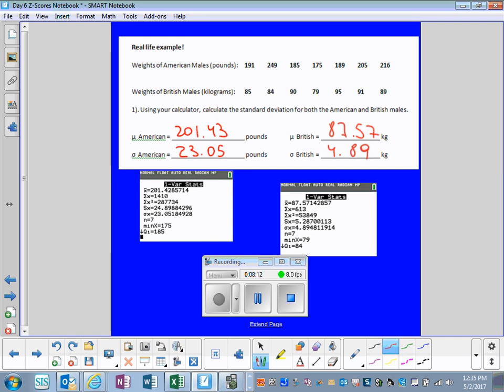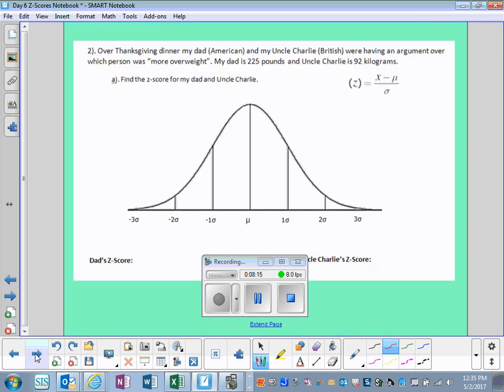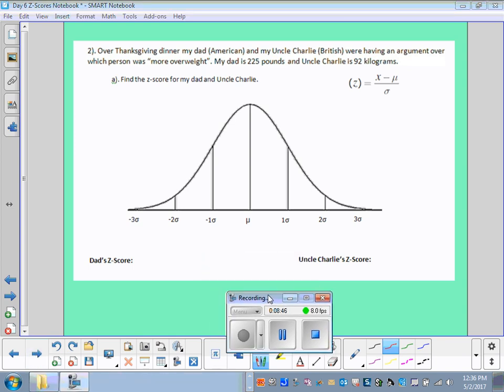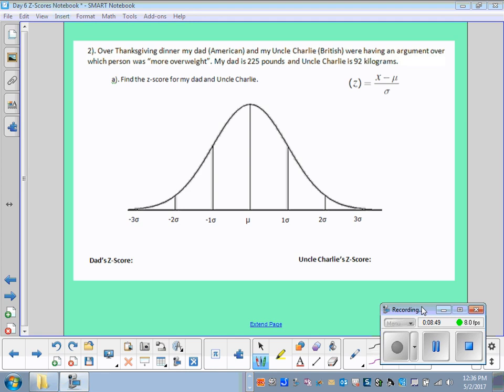Questions? Okay, so on the other side of the page, we have the second half of this problem. Over Thanksgiving dinner, my dad, American, and my Uncle Charlie, British, were having an argument over which person was more overweight. My dad is 225 pounds, and Uncle Charlie is 92 kilograms. Find the z-score for my dad and Uncle Charlie, and then based on the z-scores, determine who is more overweight within their population, right?